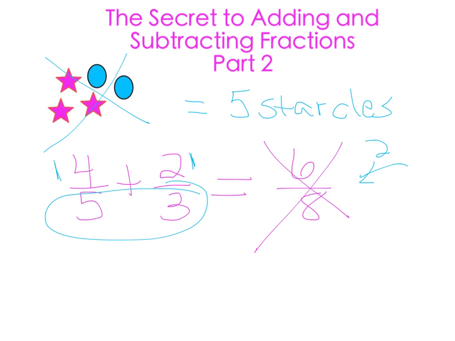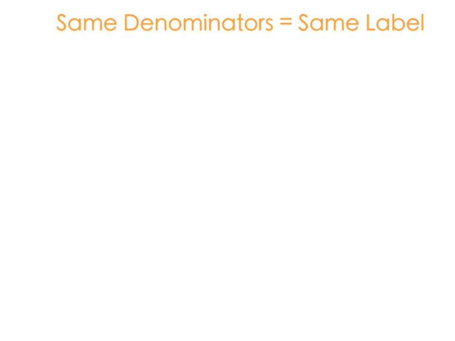Labels are the key to subtracting and adding fractions. If the labels are not the same, then we can't add and subtract them. So we need to remember that same denominators equal the same label. So let's take a look. If I had 3/5 plus 1/5, I could say that I have 4/5 because they have the same label.